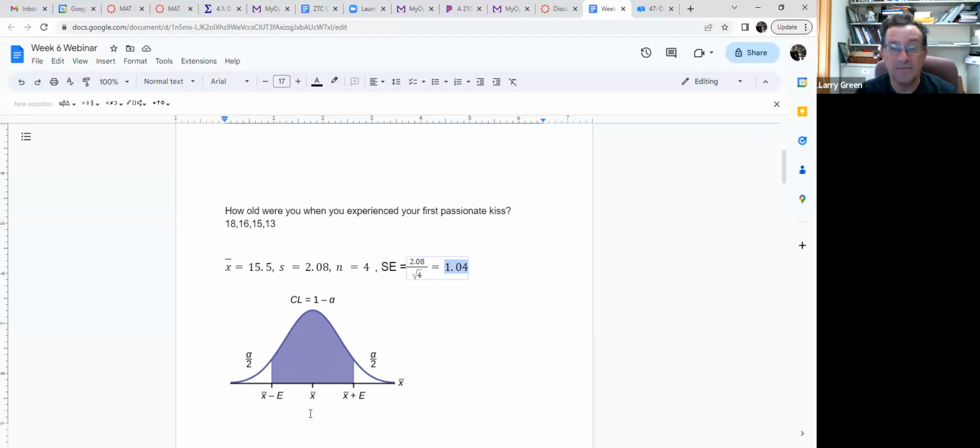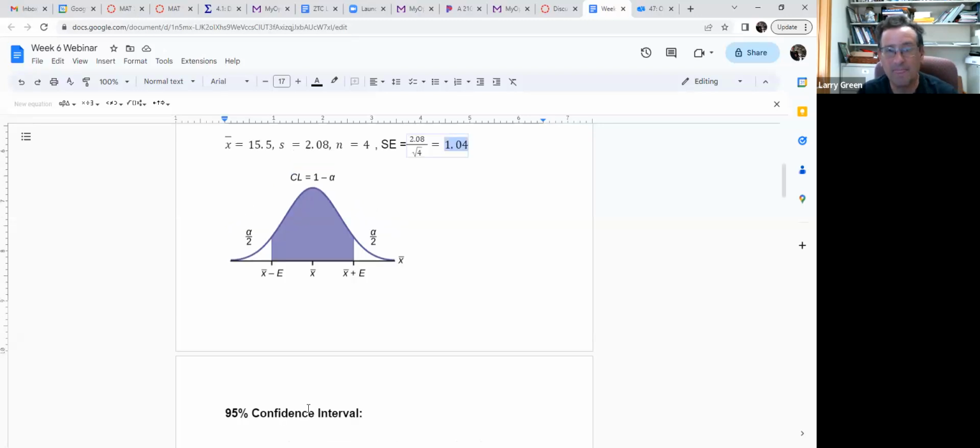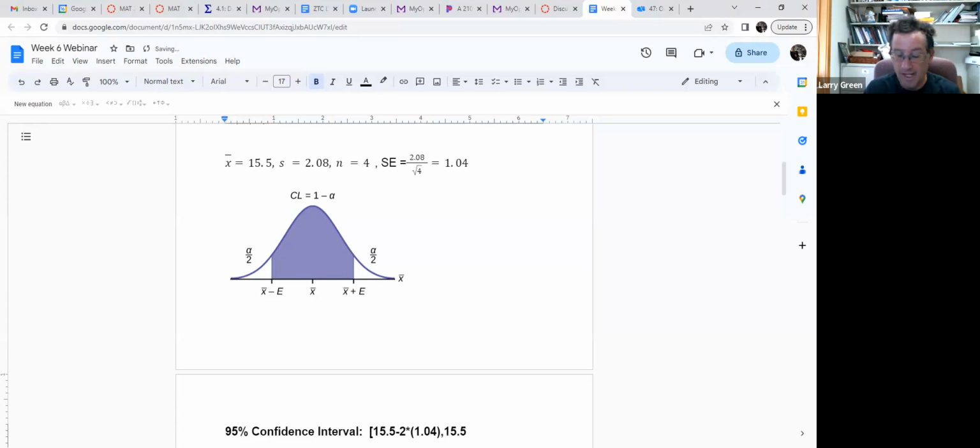All right, so what we can do is find the 95% confidence interval. We're going to take the 15.5, let me put a bracket actually, 15.5, and we're going to subtract 2 standard deviations or 2 standard errors, 2 times 1.04. And we're also going to take 15.5 and add 2 standard deviations.